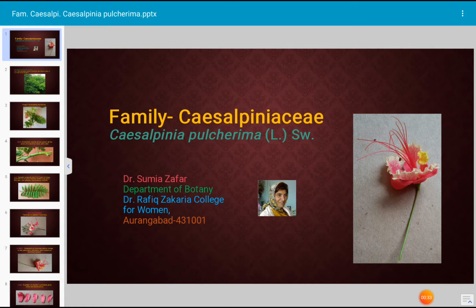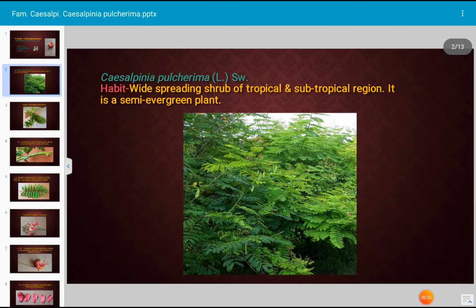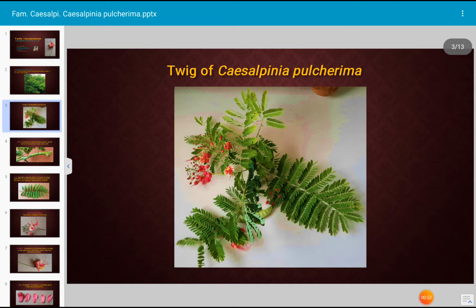Let us see how is the habit. It is a wide-spreading, fast-growing shrub. It is very common in tropical as well as subtropical regions, and it is a semi-evergreen plant as shown in the photograph. Next, this is the twig of Caesalpinia pulcherrima, family Caesalpiniaceae.